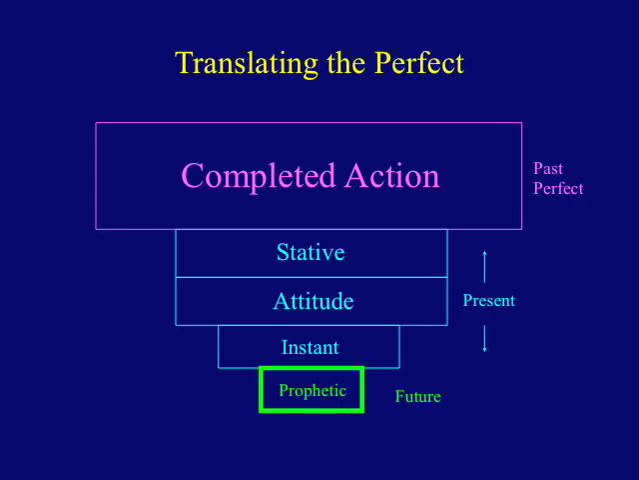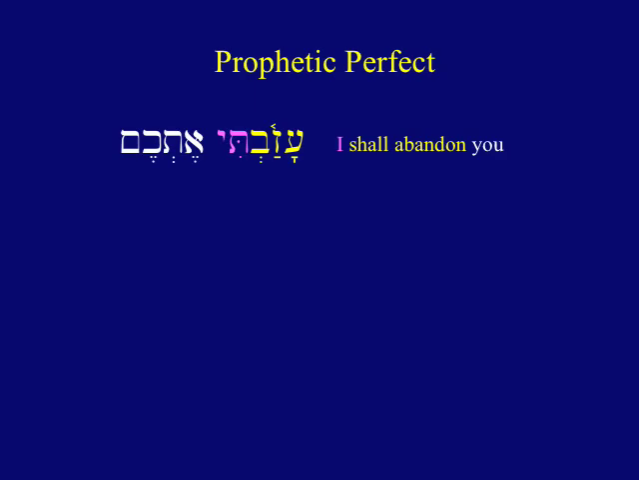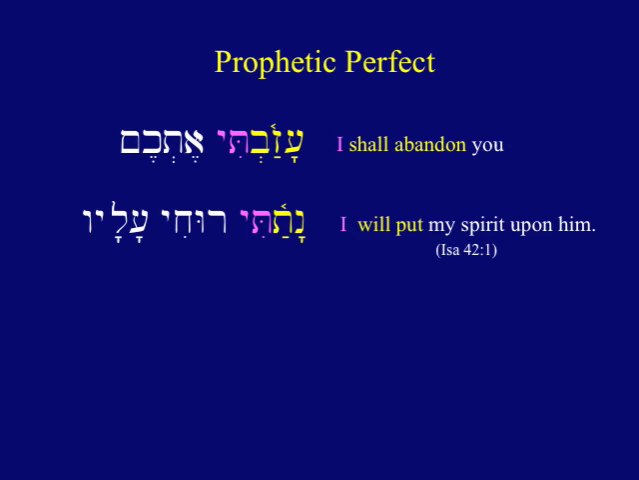And finally, there is the future use of the perfect, wherein the hearer is invited to see future action not progressively as it comes into view, but rather as a complete whole. Azavti etchem, I shall abandon you. Natati ruchi alav, I will put my spirit upon him. Depending on context, we may even use the future perfect in the English. I shall have abandoned you. I will have put my spirit upon him.